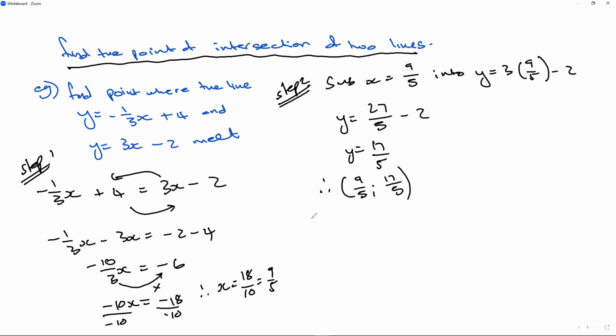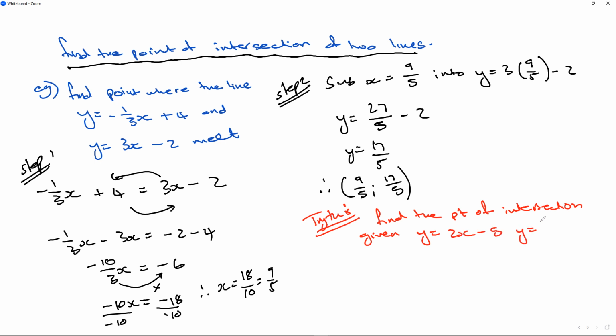Using that same method now, try this next one. All right, find the point of intersection given the two lines, y equals 2x minus 5 and y equals negative half x plus 10. Press pause, try it. When you're done, press play.